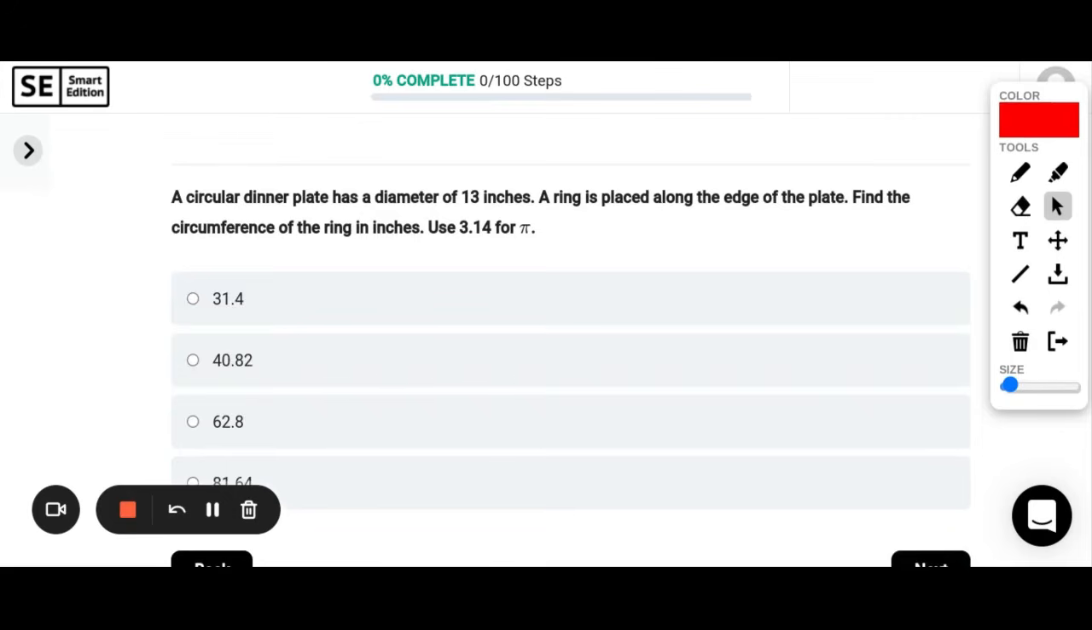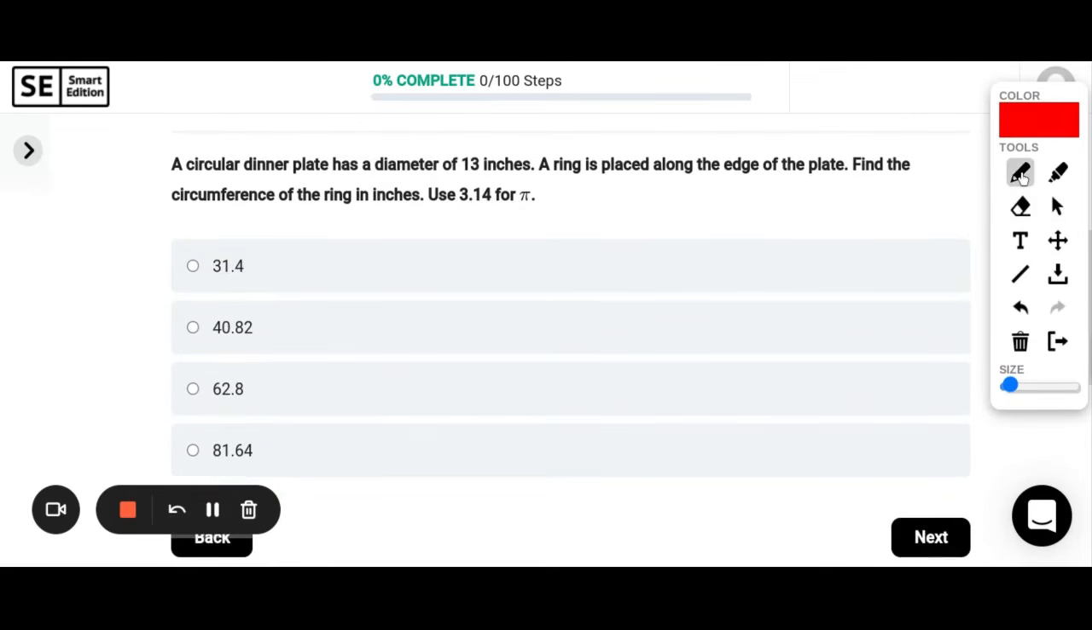Okay, a circular dinner plate has a diameter of 13 inches. A ring is placed along the edge of the plate. Find the circumference of the ring in inches. So we have a circle, and the diameter is 13.